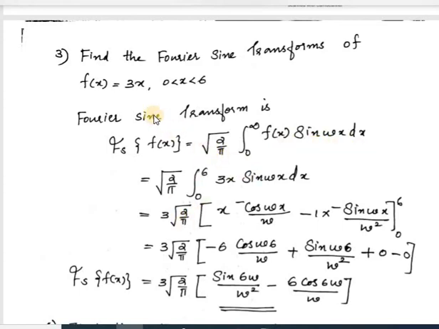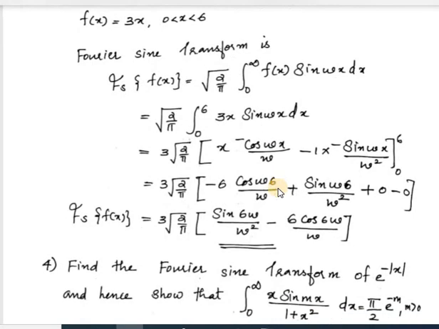And here we see that the function is 3x and the x value varies from 0 to 6. So the limit changes to 0 to 6, and the function value is 3x sine omega x dx. We can take the constant 3 outside, so 3 into root 2 by pi. Now applying integration by parts, that is a formula we are learning in Fourier series.